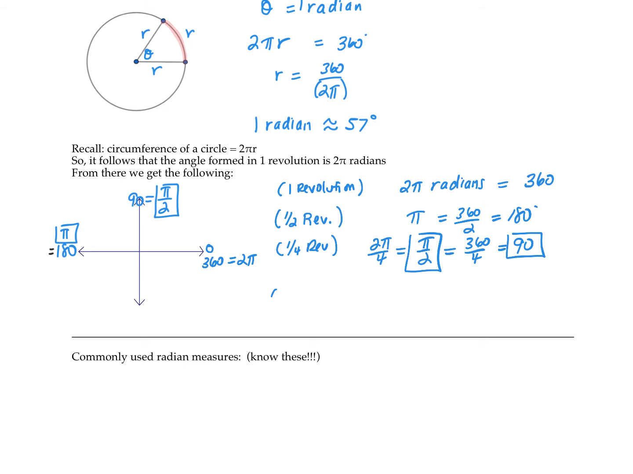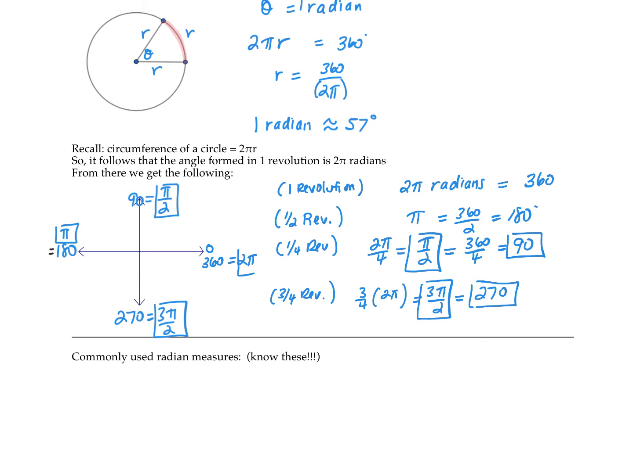Well, 3/4 of the way around the circle, 3/4 of a revolution, if we do 3/4 times 2 pi, that would be equivalent to 6 pi over 4, which reduces to 3 pi over 2, and that would put us at 270 degrees. So 270 degrees is equivalent to 3 pi over 2 radians.